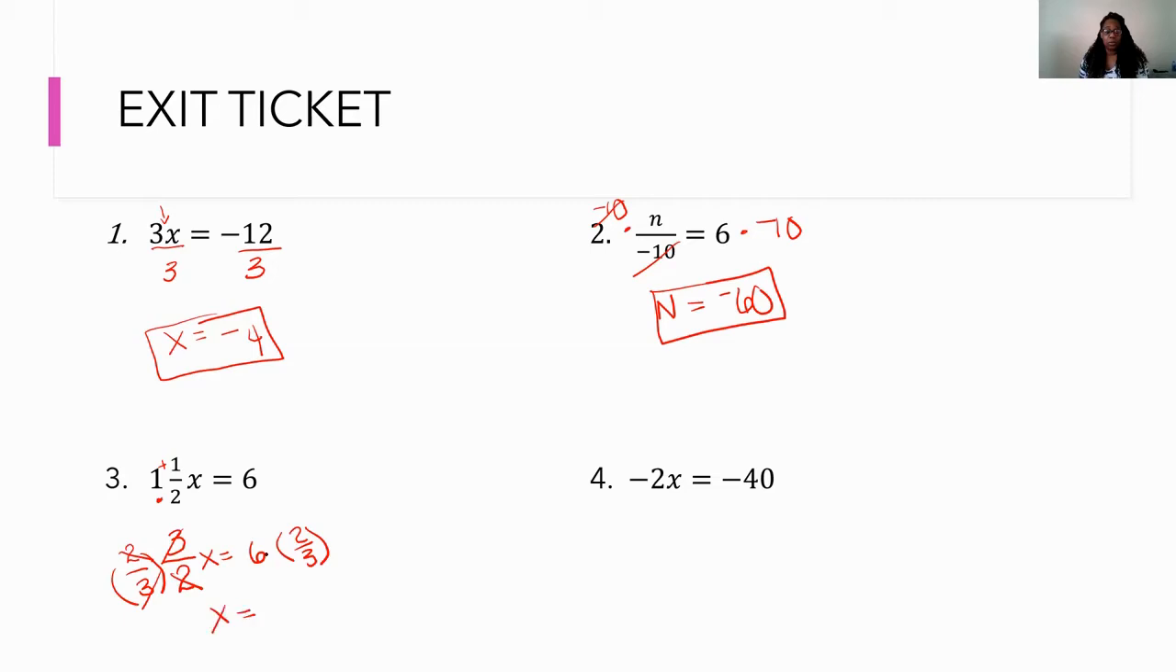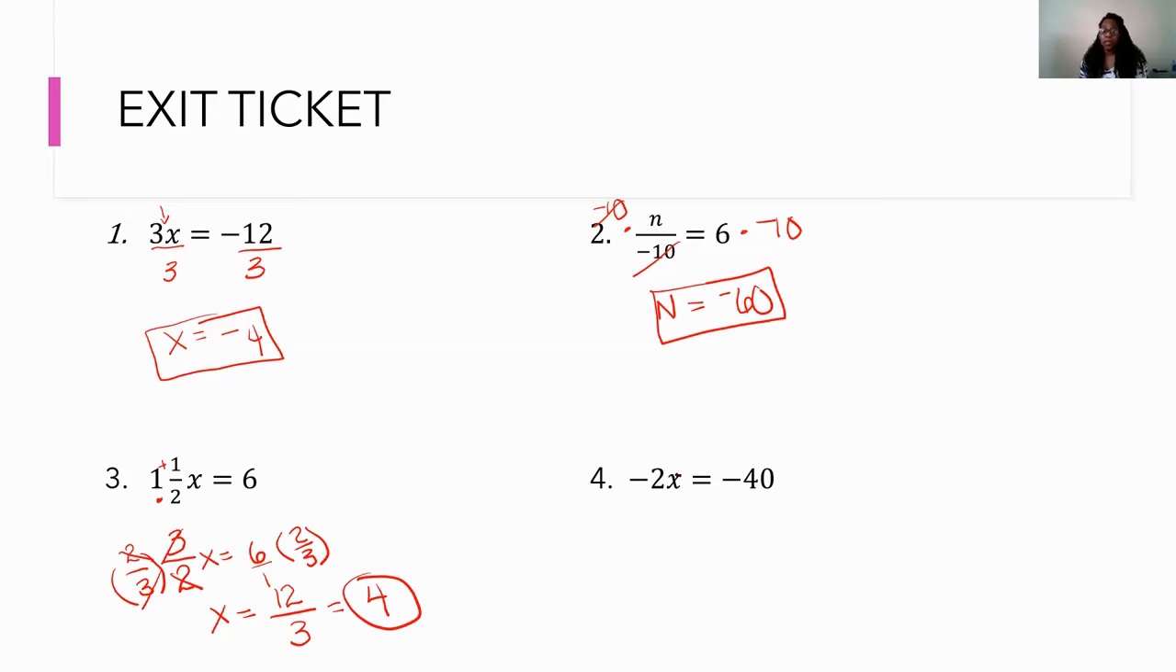So now I have 6 times 2, which gives me 12. Remember, we can make that 6 over 1, so we can make it into a fraction. And then 3 times 1 gives me 3. But 12/3 can be reduced, which is the same as saying 12 divided by 3, which gives me 4. So I have a positive 4 for my answer for number 3.